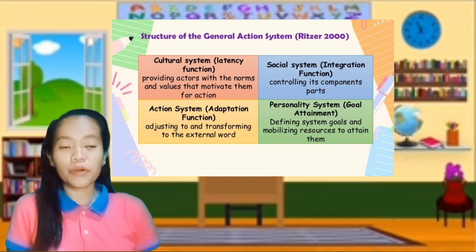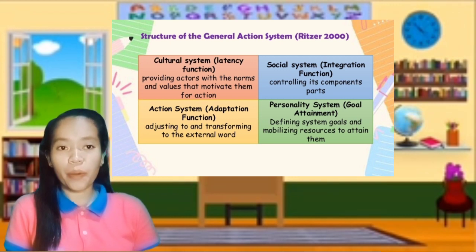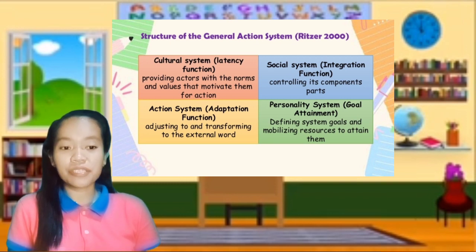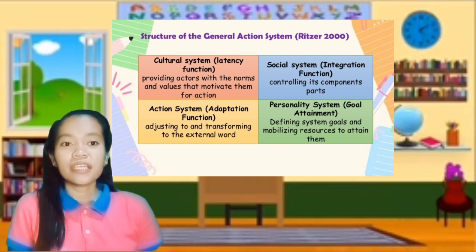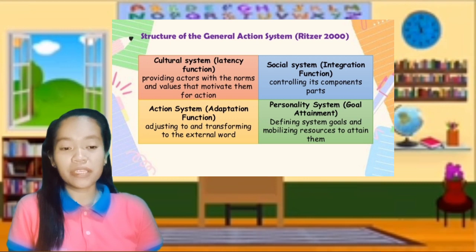The social system or integration function controls the component parts. Third is the action system or adaptation function, adjusting to and transforming the external world. Last is the personality system or goal attainment, defining system goals and mobilizing resources to attain them.